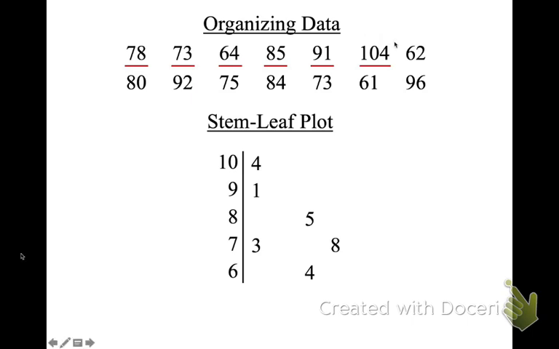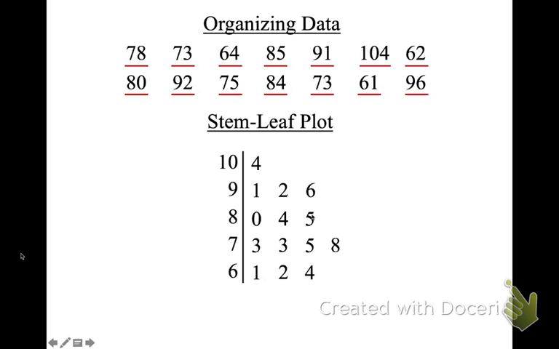Now let's check. 62, go here. 80, the 0 is going to go here. 92 goes here. 75 goes about here because there's another 73. 84 goes here. 73, we add that extra 3, and then I have a 61 and a 96.